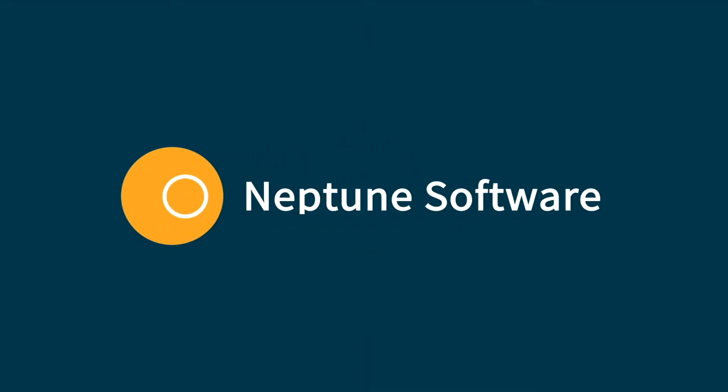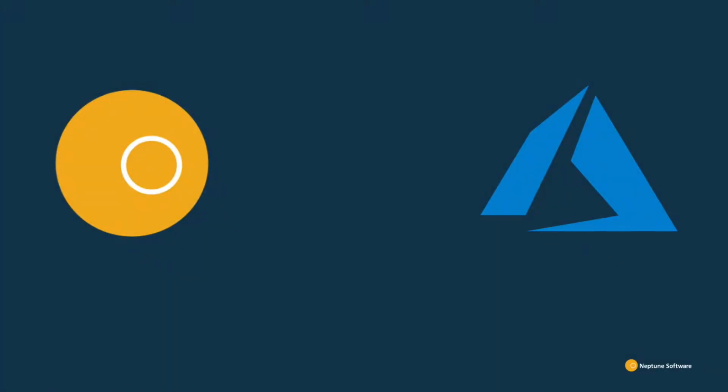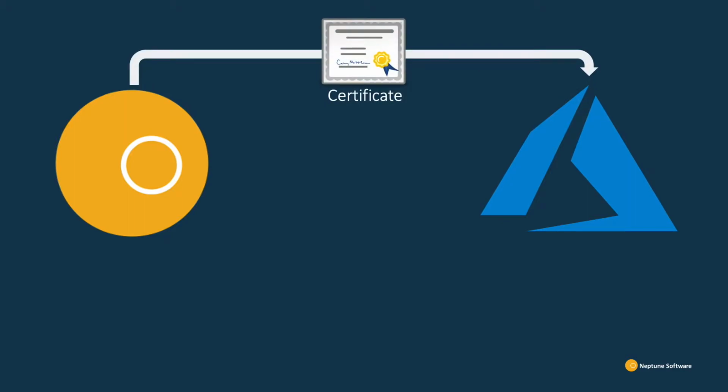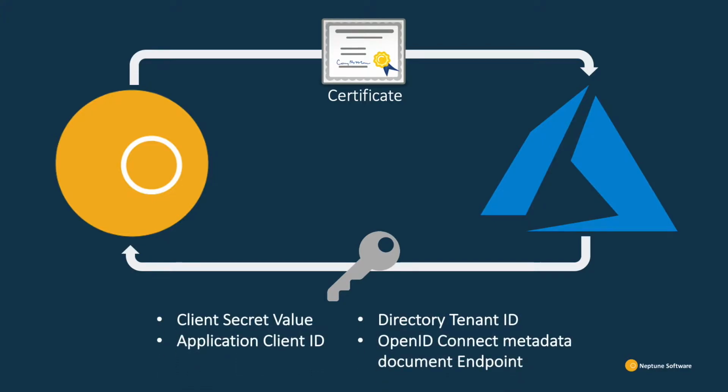In this video, we will learn how to set up a Planet 9 instance with an Azure AD authentication into the system. In order to make P9 use Azure's Active Directory authentication, we need to create a link between P9 and Azure. Essentially, the process works like this. Neptune generates and provides a certificate to Azure. Azure registers these details against an Azure application and provides a unique set of information back to Neptune.